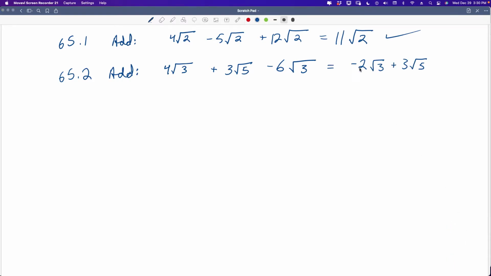All right, if you got -2 times the square root of 3 plus 3 times the square root of 5, that's correct. If you got instead 3 times the square root of 5 minus 2 times the square root of 3, if you just reversed the numbers, then that's right too. A lot of times people like to put the negatives on the inside, and that's perfectly okay.